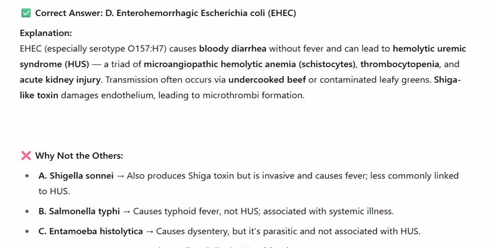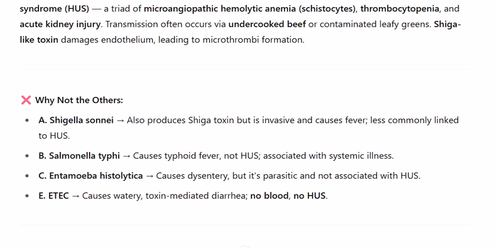Why not the others? A. Shigella sonnei also produces Shiga toxin, but is invasive and causes fever, less commonly linked to HUS. B. Salmonella typhi causes typhoid fever, not HUS, associated with systemic illness. C. Entamoeba histolytica causes dysentery, but it's parasitic and not associated with HUS. E. ETEC causes watery toxin-mediated diarrhea, no blood, no HUS.